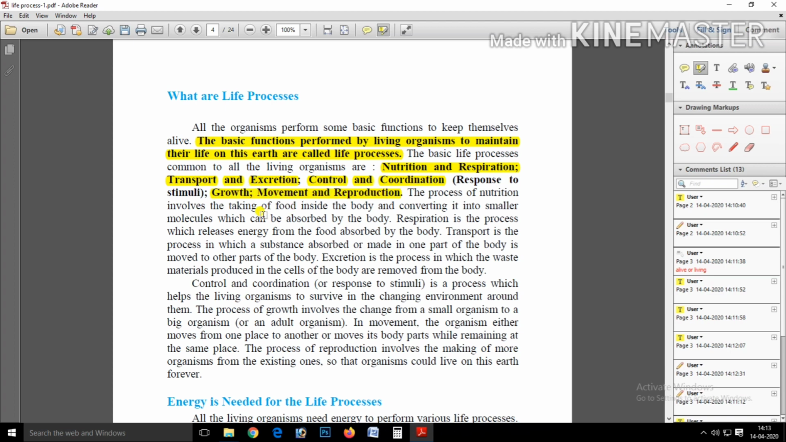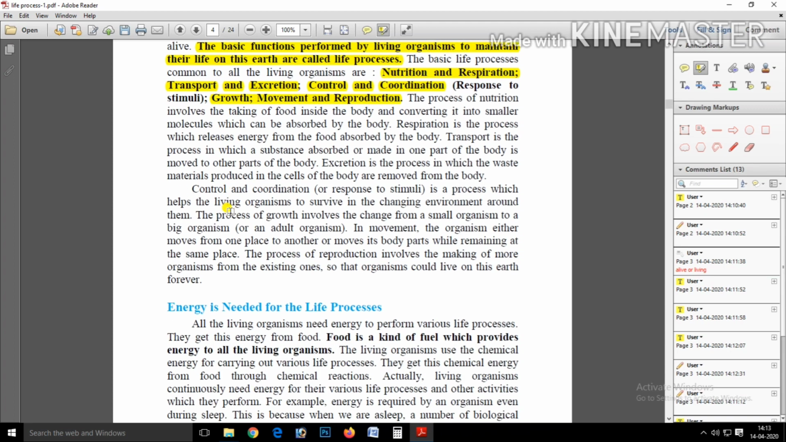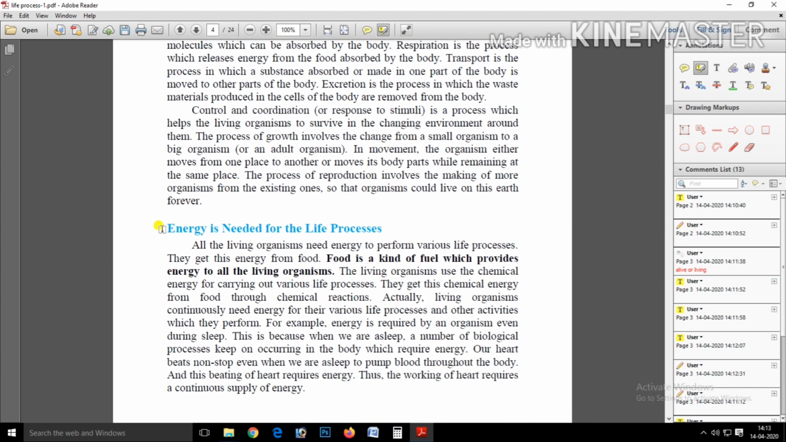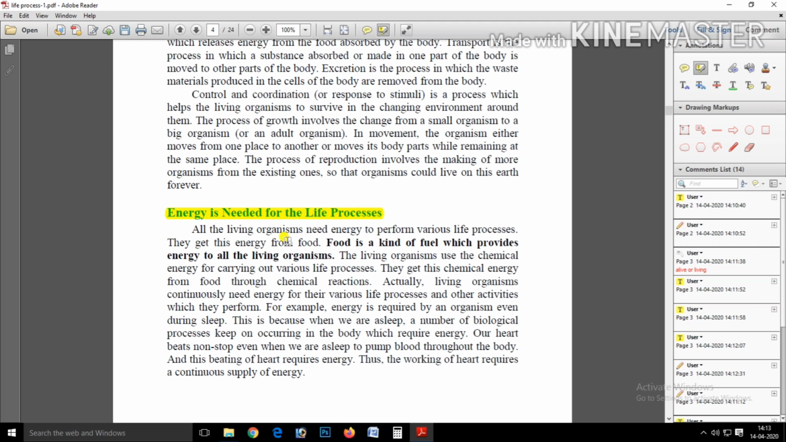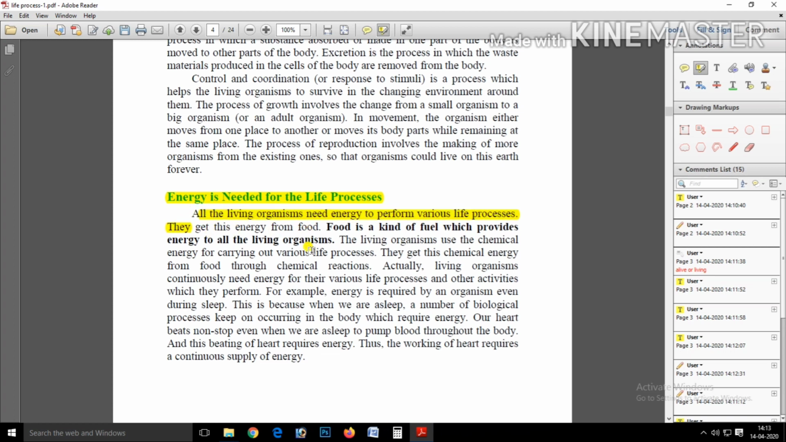Now, to possess all these life processes, living things need energy. Without energy, they cannot possess the processes. Now, how do they get the energy? Living things get the energy from the food. So we can say that food is kind of fuel for the living things.